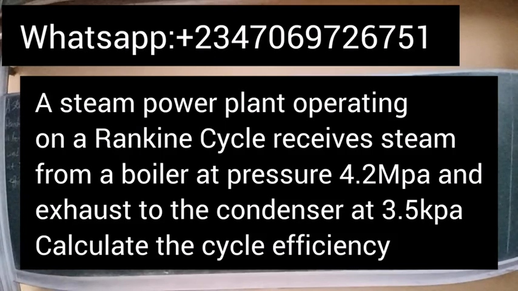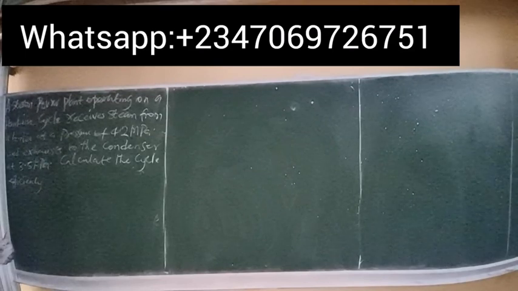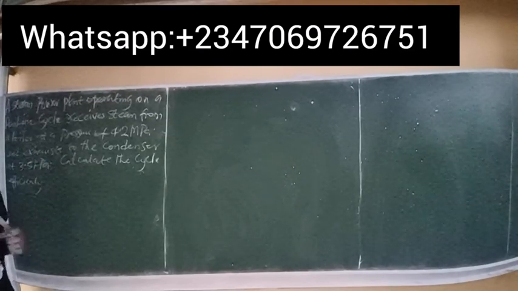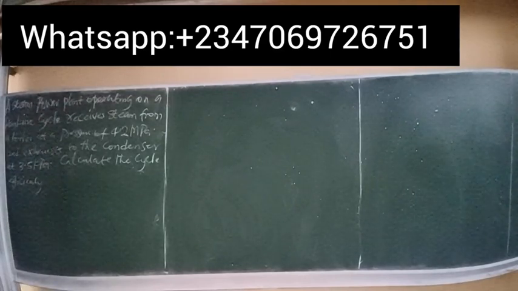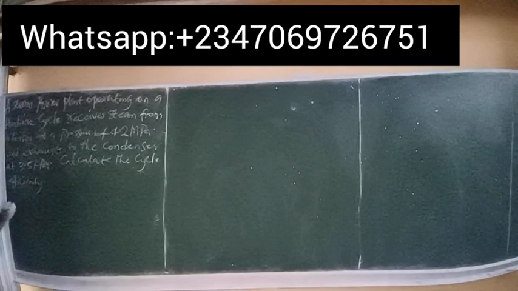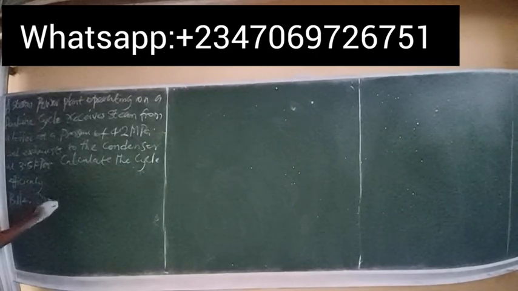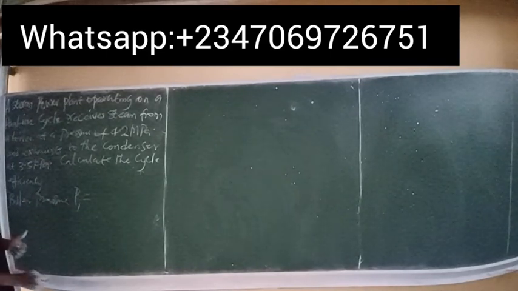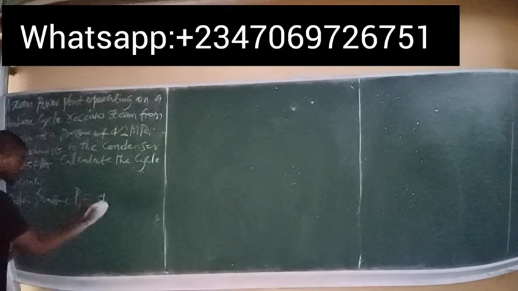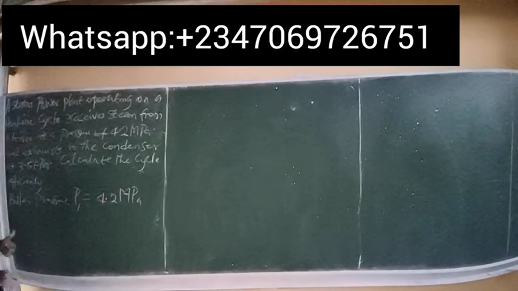So first things first, we are given the pressures in both megapascal and kilopascal. And of course, we know that the steam table actually measures its pressure in terms of bar. So which means we have to convert these pressures to bar. So the boiler pressure, which is simply the first pressure, P1, was given as 4.2 megapascal. Okay, so we need to convert this to bar.